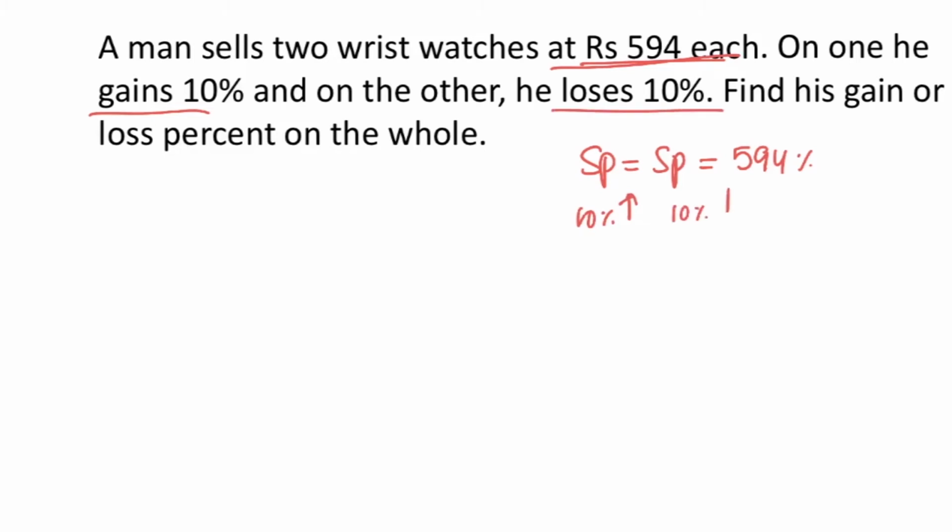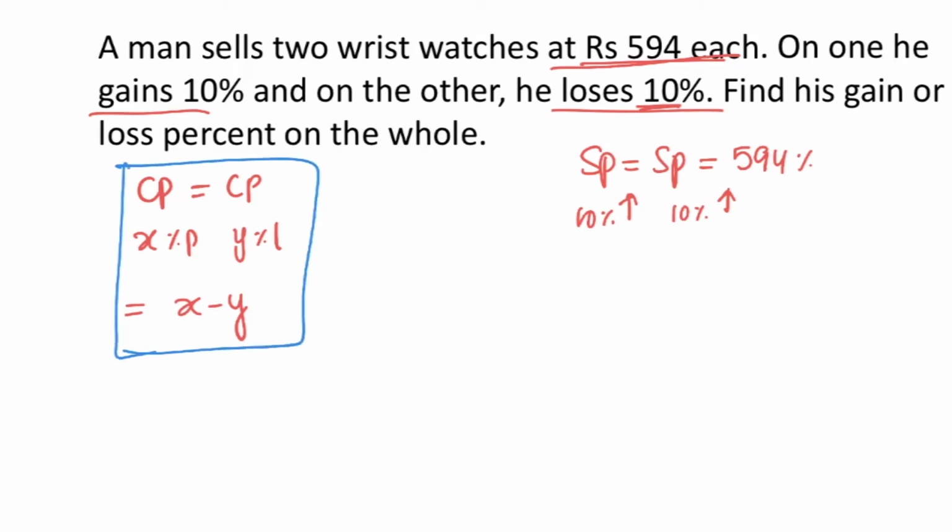of 10%. Whenever profit percent and loss percent on two things are given, if the cost prices are equal, on the first one there is X% profit, on the second one there is Y% loss, then the effective percent is X minus Y. See, if cost prices are equal, we can directly add and subtract percentages. Whereas if selling prices are equal, we cannot add or subtract percentages. Remember, this formula is very important.